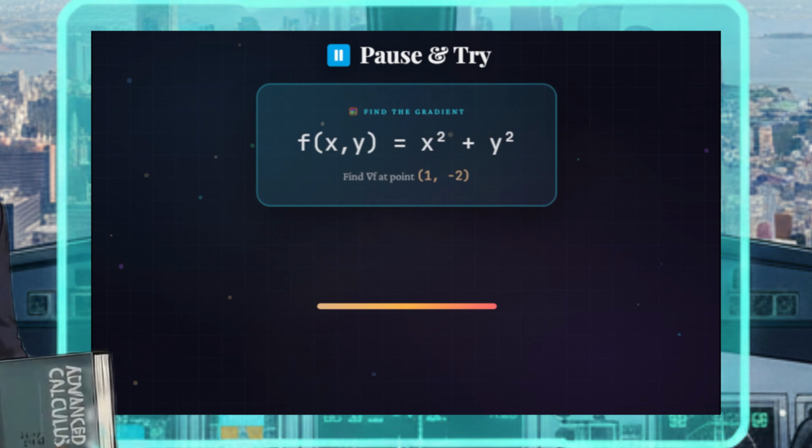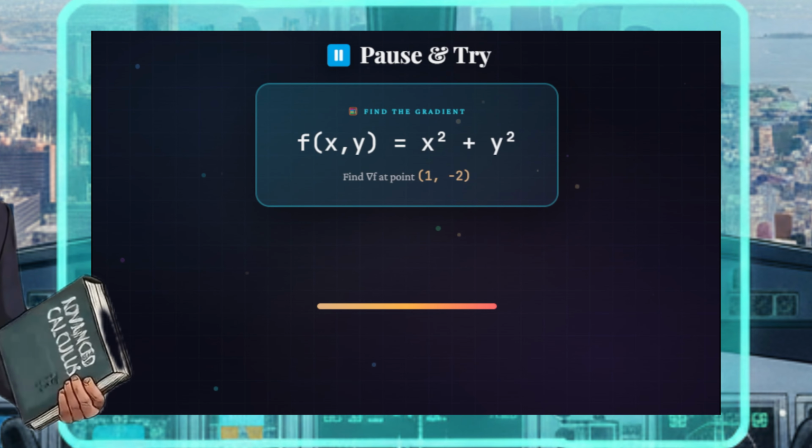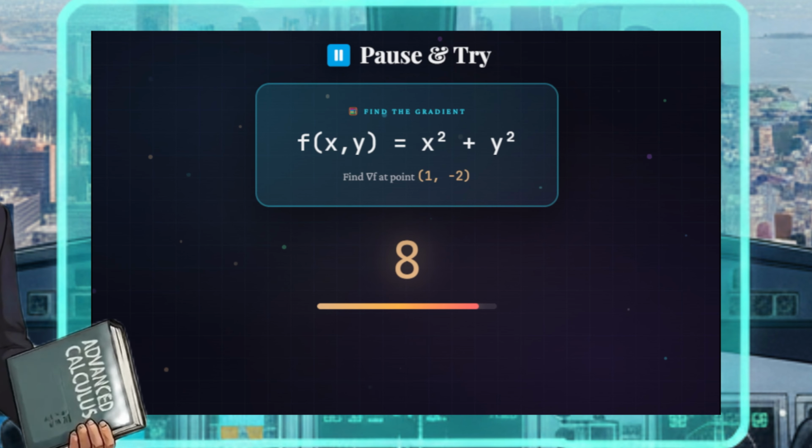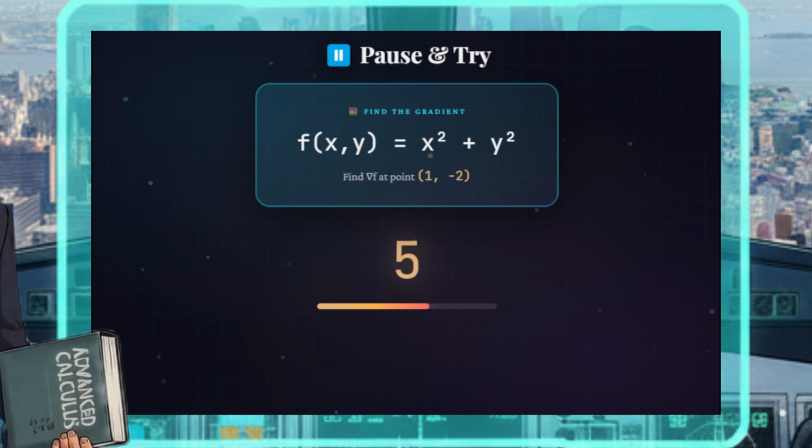Now another pause and try. For the function x squared plus y squared, find the gradient at the point (1, -2). Pause for 5 seconds.